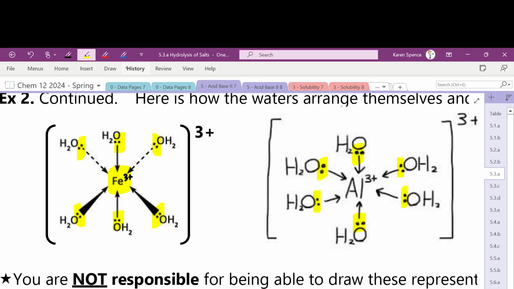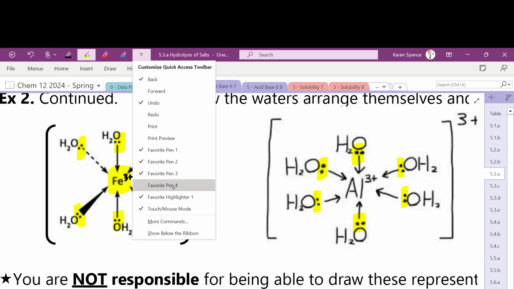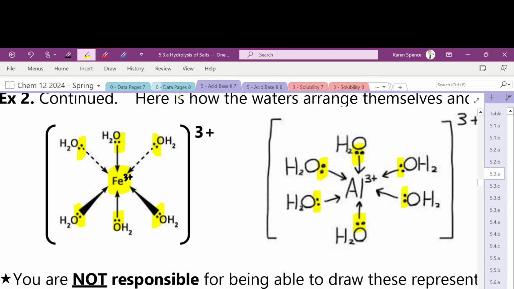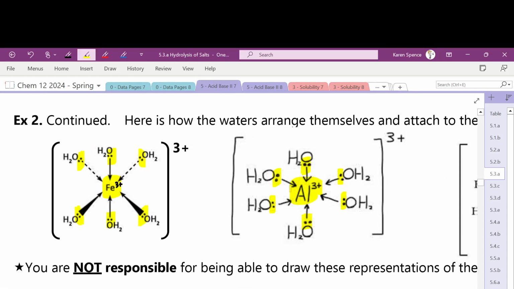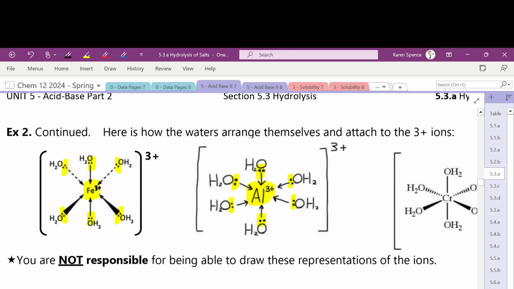Why these ions in particular? We will leave that for your university professor to talk about. Do you need to be able to draw this thing? No, you don't. But it's just to give you an idea of what it is. It's this ion surrounded by a shell of waters. Okay?